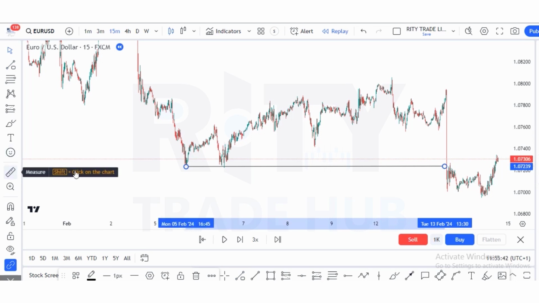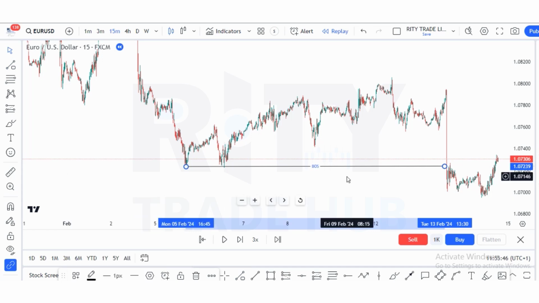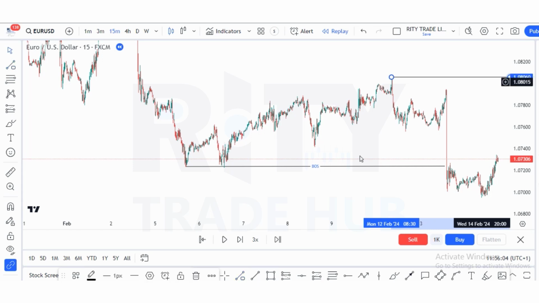Let me quickly highlight this. This becomes our break of structure. Now where is our high? This is our structure high because this is the highest point responsible for the break of structure. Let's quickly mark it out, and this also automatically becomes our change of character zone. So we have this as a change of character.